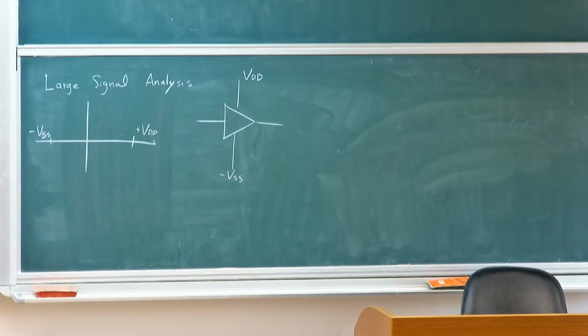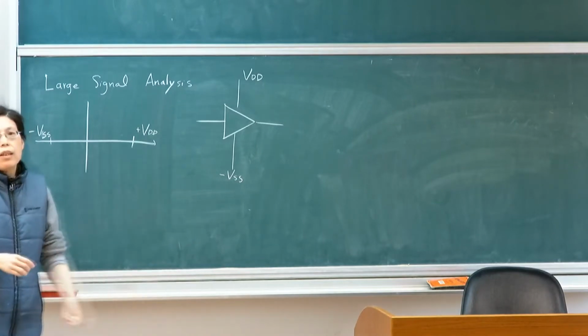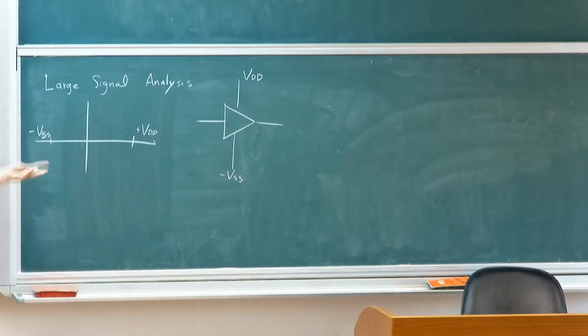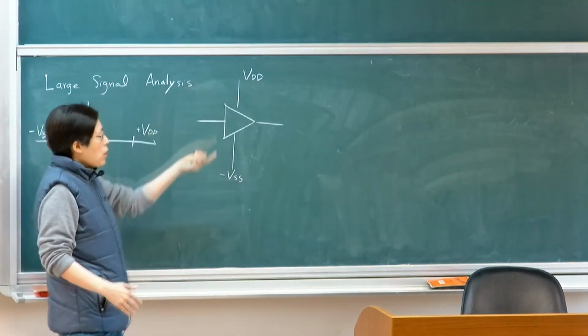Does anyone know why it's called SS or DD? If you're using a bipolar circuit, it will be called VEE or VCC. Yes, correct. This is actually the source of transistors. So when we come to MOSFET transistors, if you see SS and DD, you know that it's a MOSFET circuit because there's a source and drain. We're going to talk about that later, but just to give you a sense, before we do analysis of the transfer function, you want to know the boundary of your circuit. The supplies will give you the boundary of the circuit.